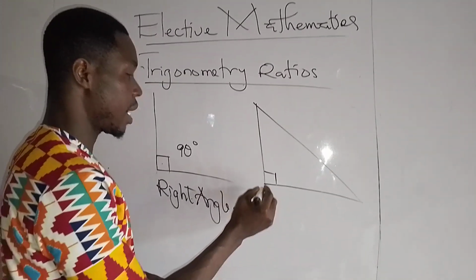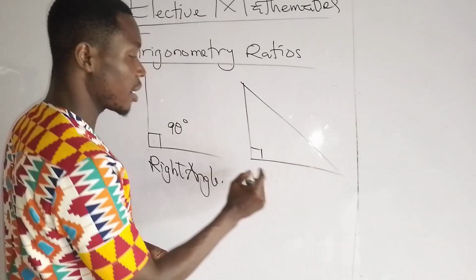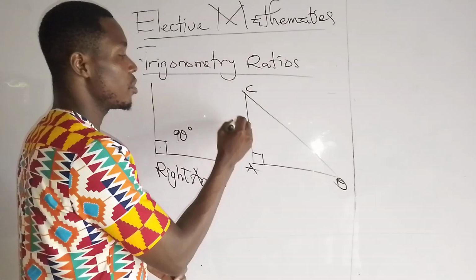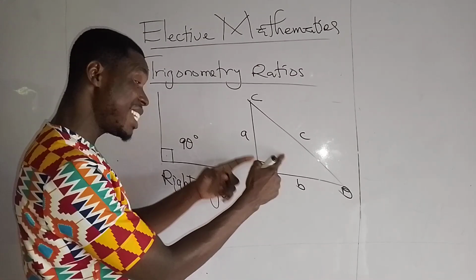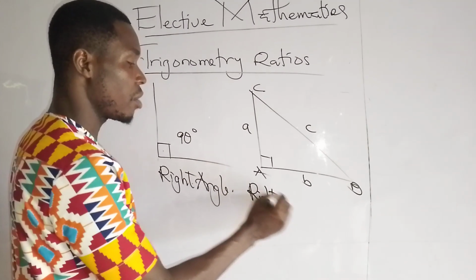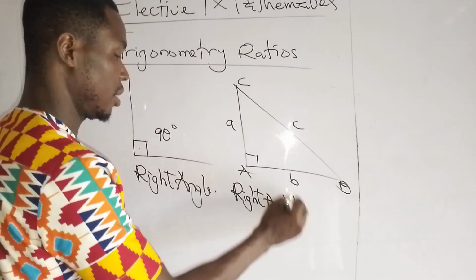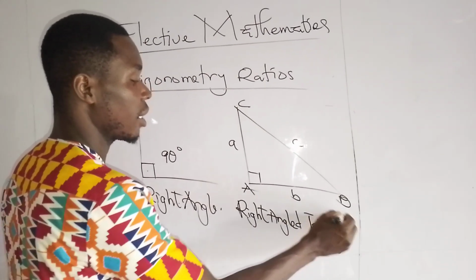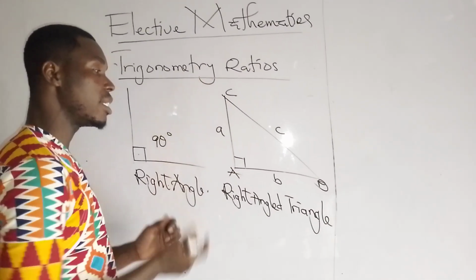So this is our what? 90 degrees, telling us that it is a right angle, then triangle. So we have our A, B, C. So this is our small a, this is our small b, this is our small c. So this now is called what? The right angle triangle. So this is the name for this.